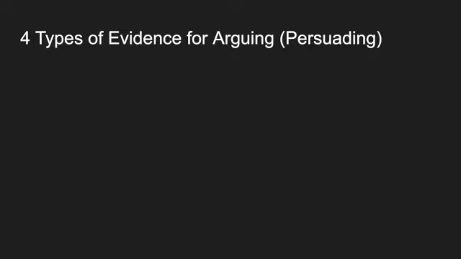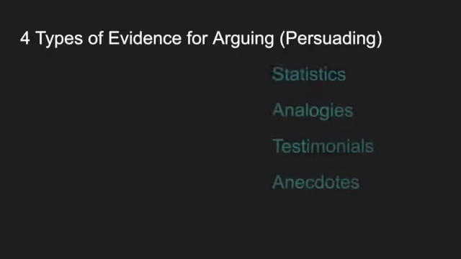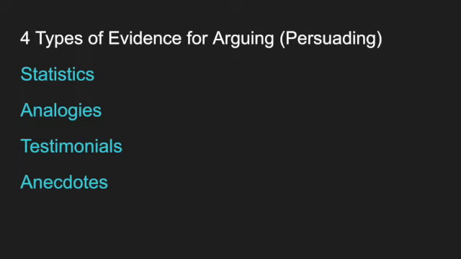So our 4 types of evidence for arguing or persuading will be statistics, analogies, testimonials, and anecdotes. So again, there are more types of evidence than what is listed here, but these are the 4 broad main categories. The first one we'll look at are statistics.